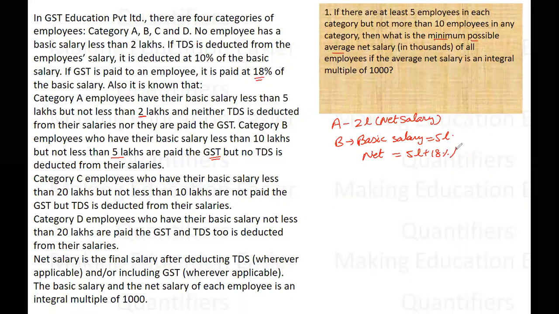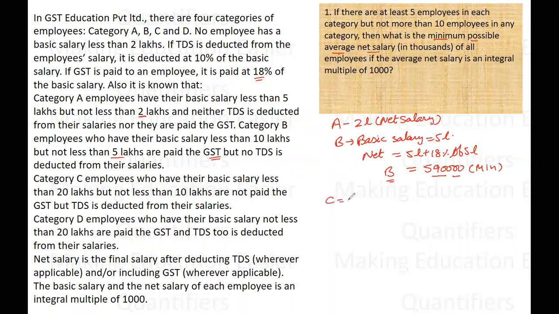18% of 5 lakh is 90,000. So 5 lakh 90,000 is the net salary of category B employees, and this is a minimum one, right? Because their salary range is 5 lakh to 10 lakh. So if someone has, let's say, 10 lakh, then he will be paid 10 lakh plus 18% of 10 lakh. So we are just considering the basic minimum ones. So category B employees have the minimum net salary of 5 lakh 90,000. Question is also asking for the average net salary.